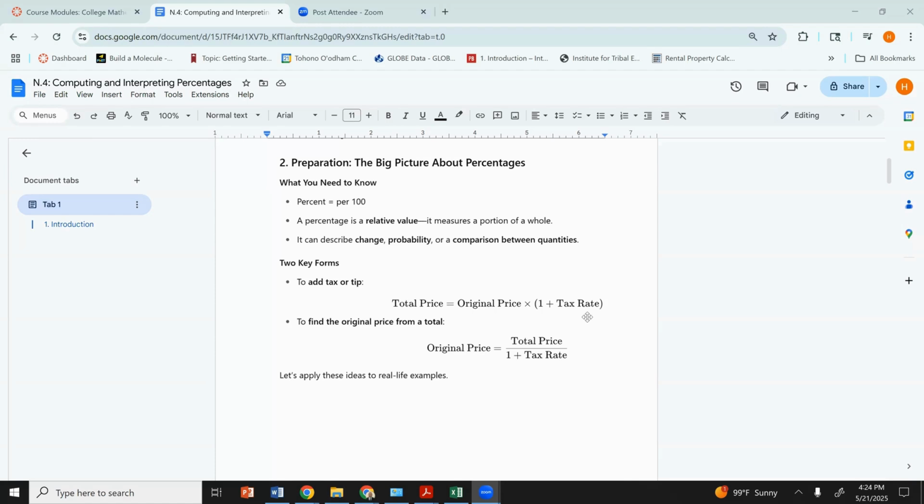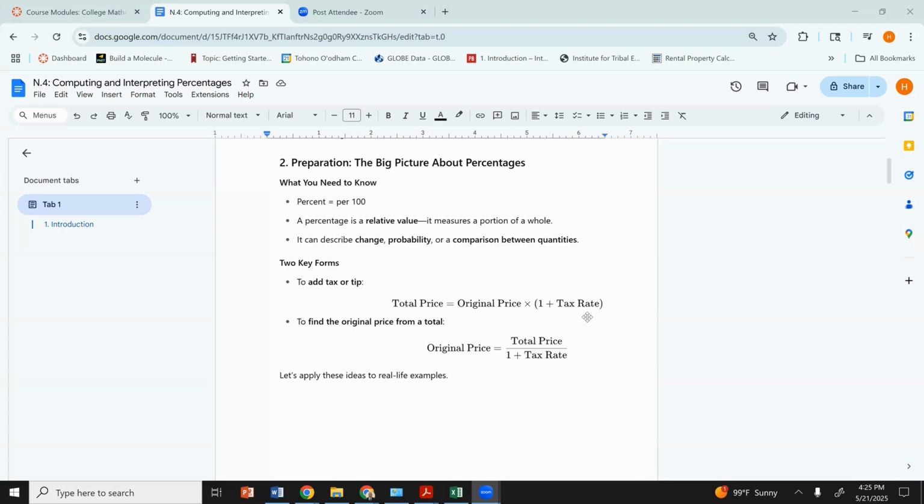If you are to tip 5%, it's going to be the original price times bracket open 1 plus 5%, or 5 divided by 100. And that's going to give you the total price, because that 5% is going to add on to the original price, and that is going to give you the total price.